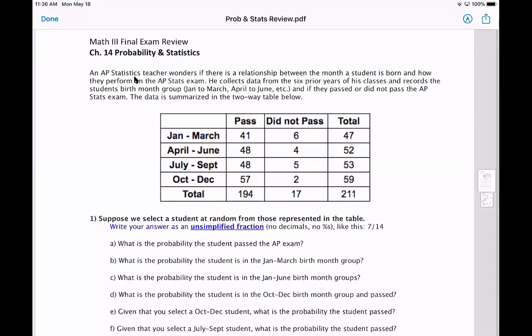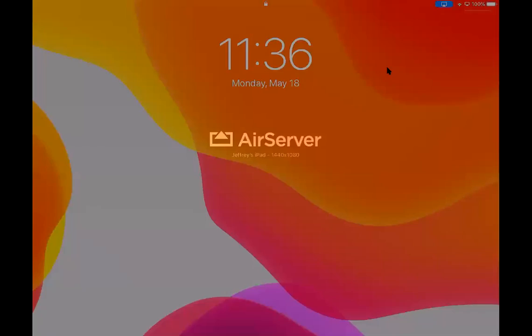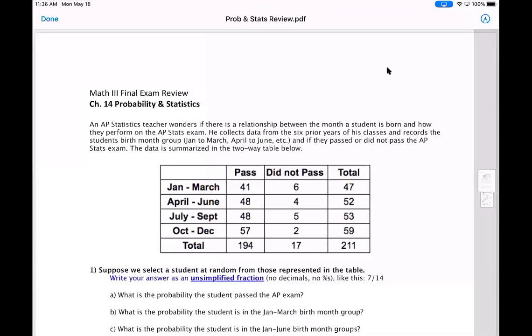We have an AP Stats teacher who wonders if there's a relationship between the month a student is born and how they perform on the AP Stats exam. He collects data from 6 prior years and records the month the student is born, putting it into a birth month grouping like January to March, April to June, 3-month groups. So there are 4 groups. And whether they passed or did not pass the AP Stats exam, the data is summarized in the table below.